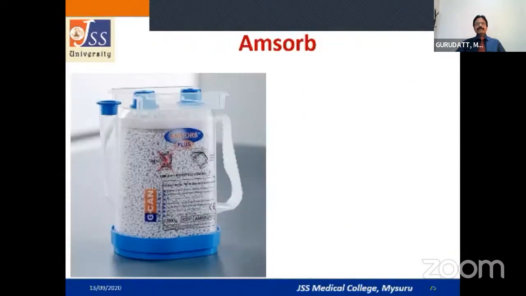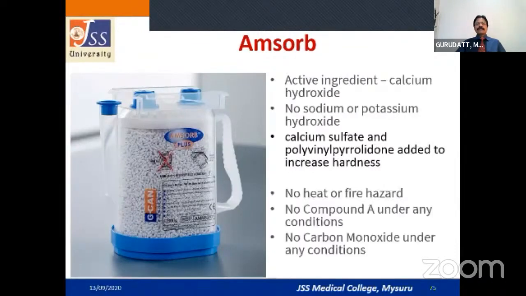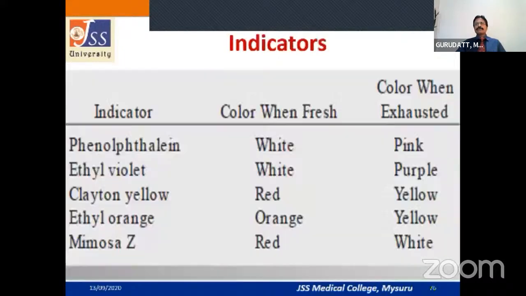Now with the AMSORB, I told you the active ingredient is only calcium hydroxide. There is no sodium or potassium hydroxide. It also contains calcium sulfate and polyvinyl pyrrolidine for hardness. Because its pH is much lower compared to soda lime, it won't generate any heat. And also there is no possibility of compound A or carbon monoxide. So it is very safe when we are going to use sevoflurane or desflurane. You can even go for sevoflurane at probably less than 1 liter also.